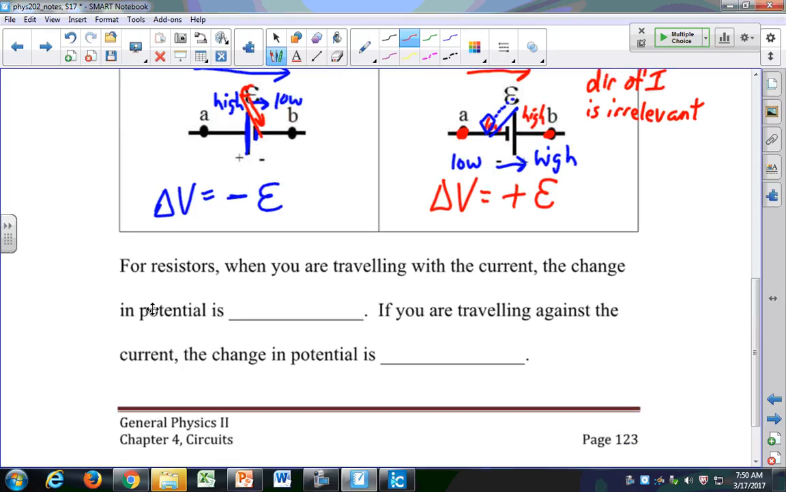Okay, so for resistors, when you're traveling with the current, the change in potential is negative. That's sort of what resistors do. If you're traveling against the current, the change in potential is positive.